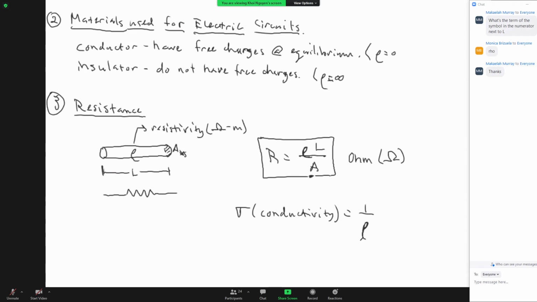So the conductivity is simply the inverse of the resistivity. So 1 over the resistivity is your conductivity. The units are inverse ohm meters, okay? A perfect conductor would have infinite conductivity, and a perfect insulator would have 0 conductivity.